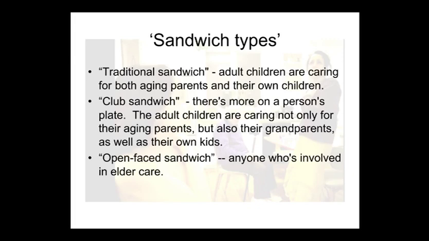All right, with a club sandwich, the adult children are not only caring for aging parents, but they may have grandparents that they're dealing with. There may be parents on both sides of the spouses. All right, it can get that much. And then what are the conditions, or maybe there's health issues of the children that they are also dealing with. All right, so there's a lot of complexities here.